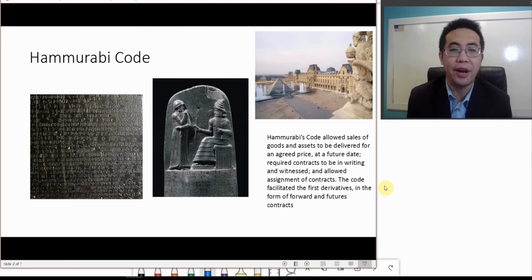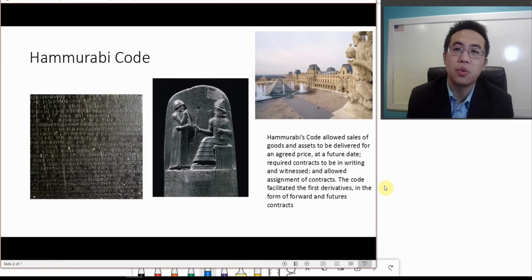Okay, so a buyer and a seller would meet together and determine a price, a delivery of a product in the future. It has to be handwritten, there has to be a witness, and so on. So that's the first prototype of a forward and a futures we use.